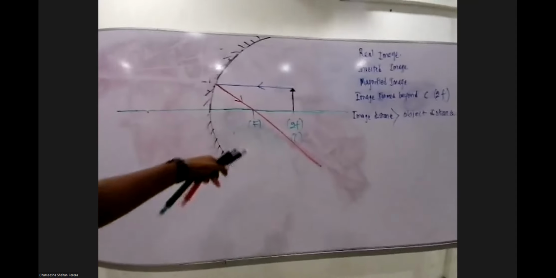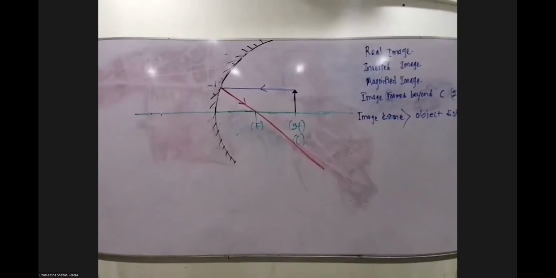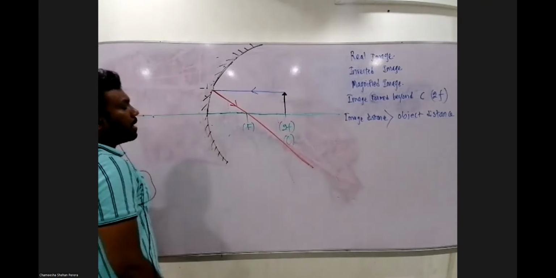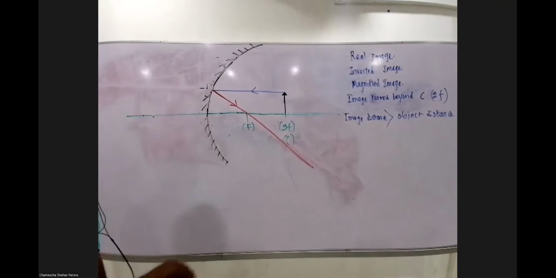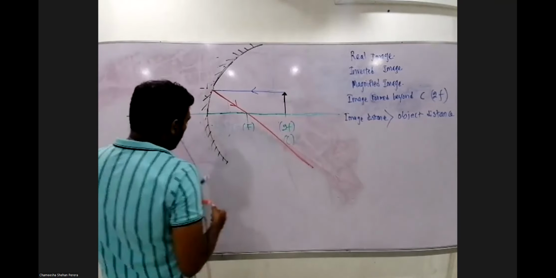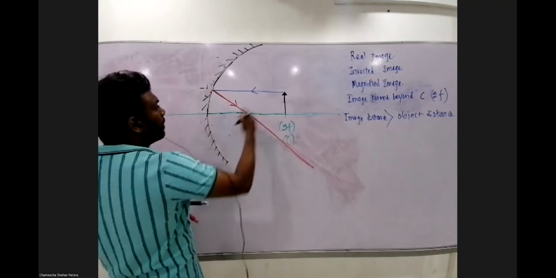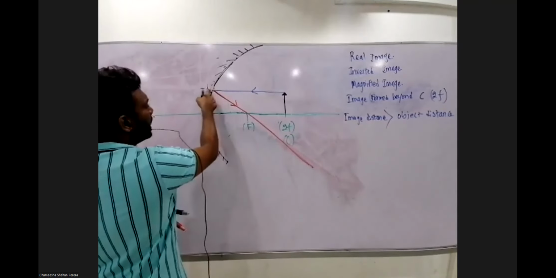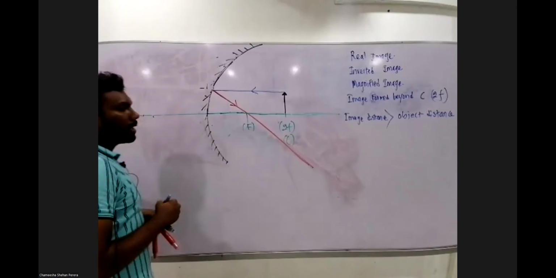That situation has occurred here. So what is the thing happening here? I've taken it behind so far, I've taken it behind onto 2F. So the light ray from the top of the object reaches the concave mirror parallel to the principal axis and it goes to the focal point.